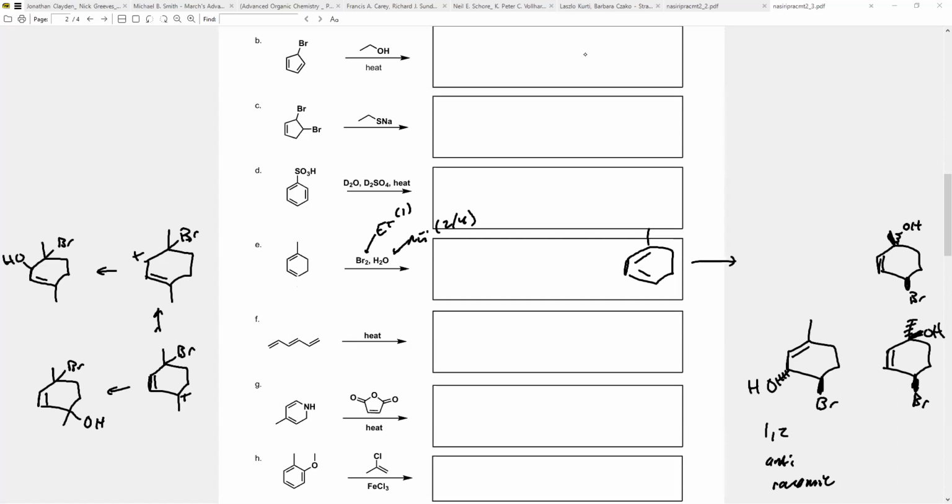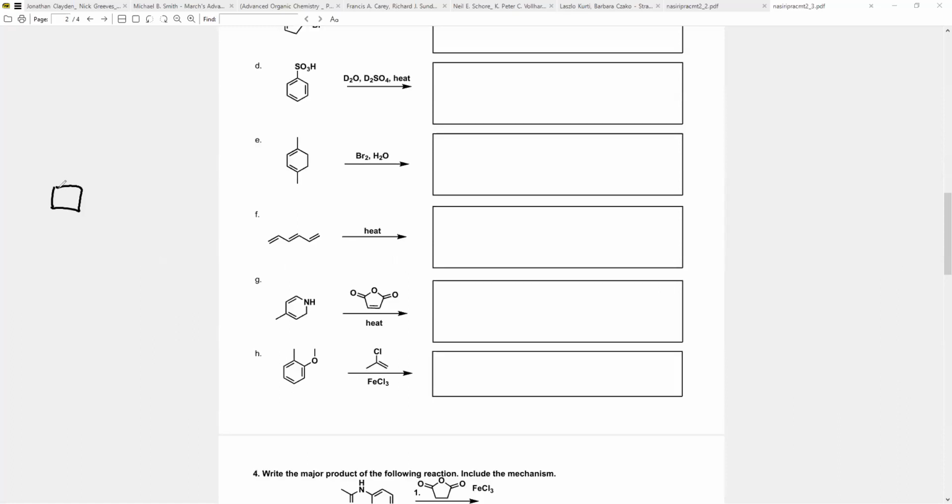F, we have a triene in heat, right? Remember, trienes and squares, those are our electrocyclics. I'll draw it this way, because it's better to understand it this way. Thermodynamically, squares like to be open as butadienes, and thermodynamically, trienes like to be closed as cyclohexadienes.